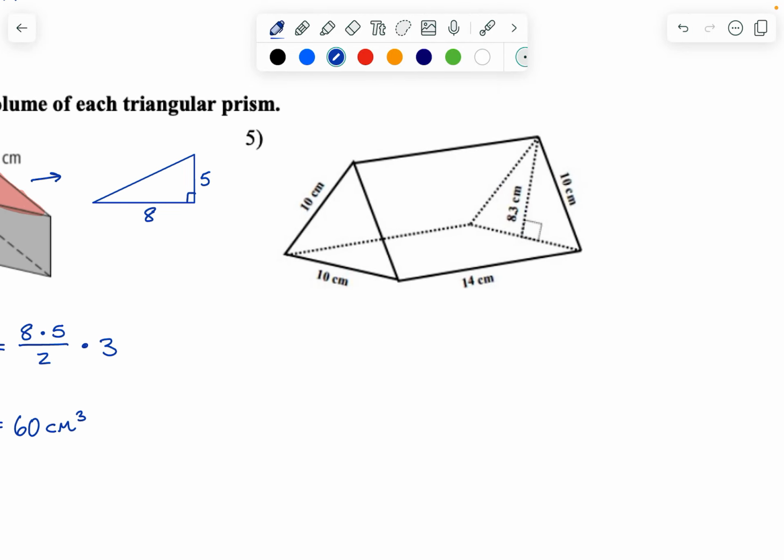Now I want you to try problem 5 for a moment. I will identify the base for you. It's a triangular prism. Your bases are triangles. Go ahead, pause the video, take a second to work through this.